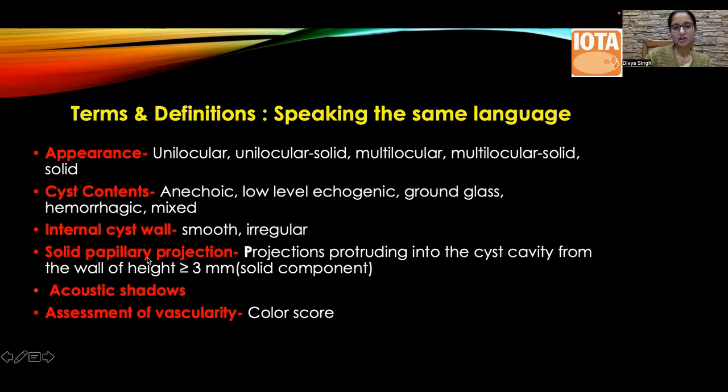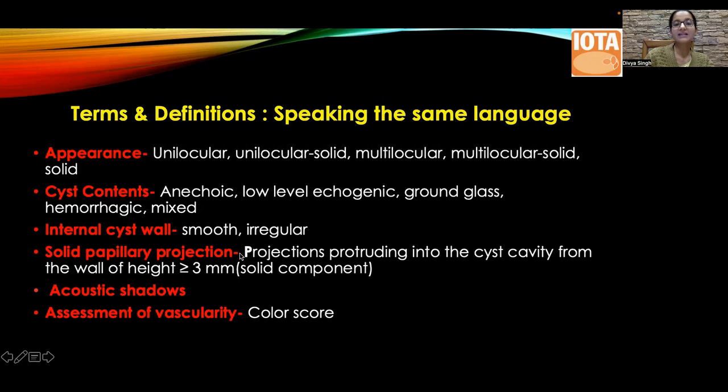What is a papillary projection? A papillary projection is a solid component seen in the wall of a cyst. It protrudes into the cyst cavity, and it should have a height of at least 3 millimeters or more to be called a papillary projection. If its height is less than 3 millimeters, it is termed wall irregularity. And please remember that papillary projection is a solid component.